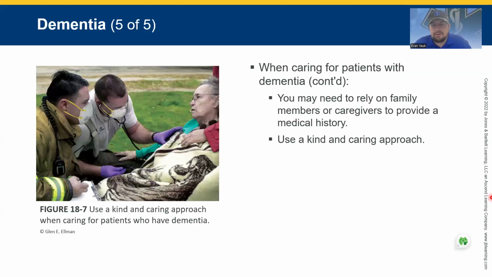When caring for a patient with dementia, you may need to rely on family members or caregivers to provide a medical history. Use a kind and caring approach. Slow down, speak softly, make that eye contact, talk to the patient, but if family's there, then you need them communicating with you as well.